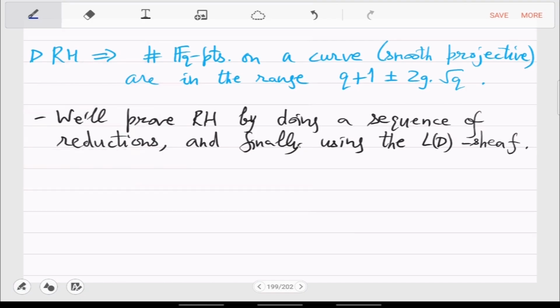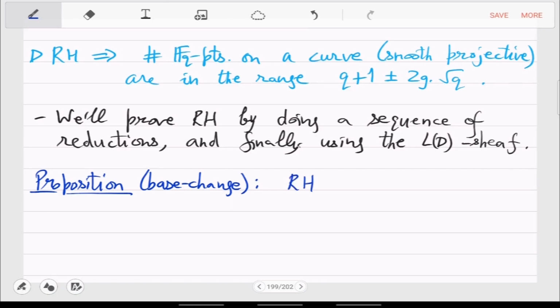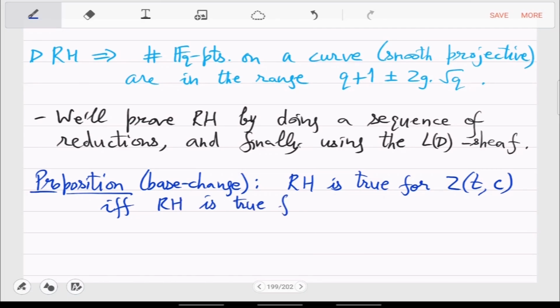So the first reduction is again to do with base change. RH is true for Z(t, C) if and only if it is true for C_n.